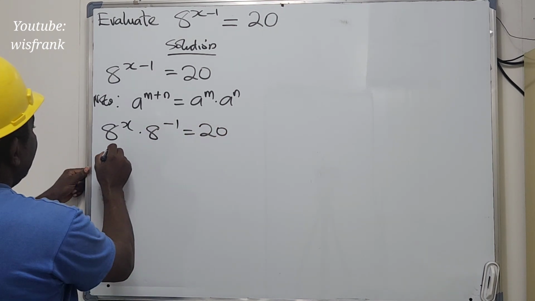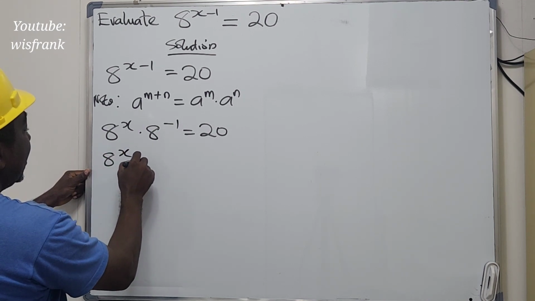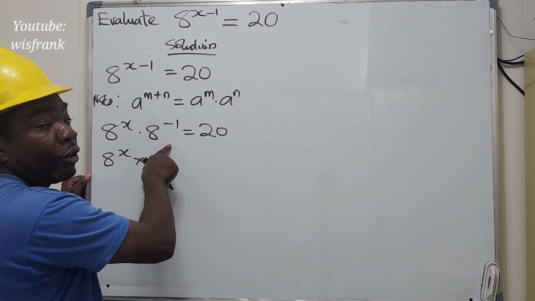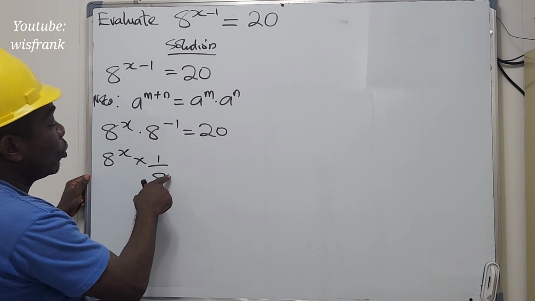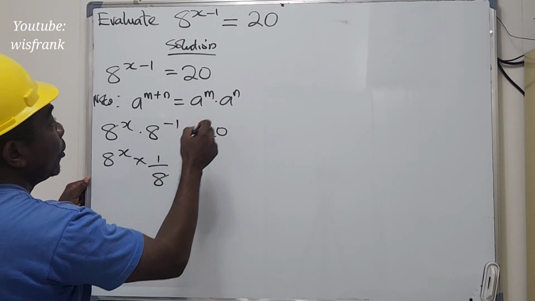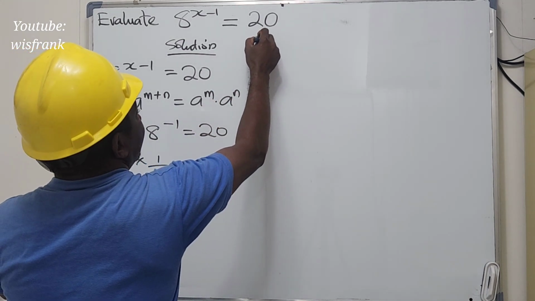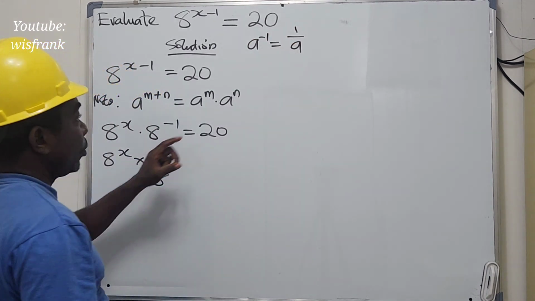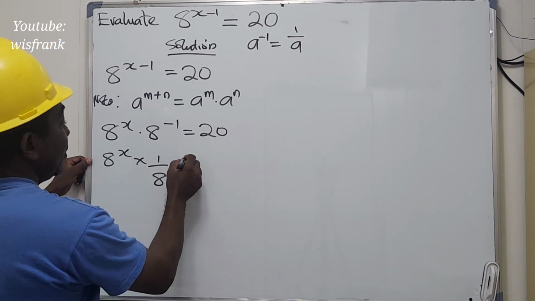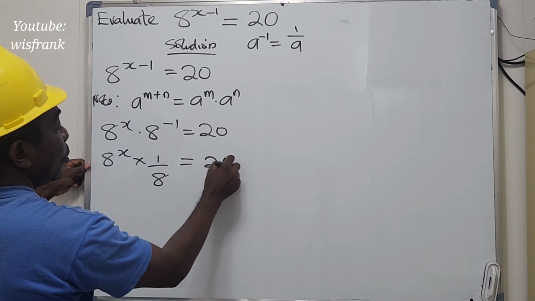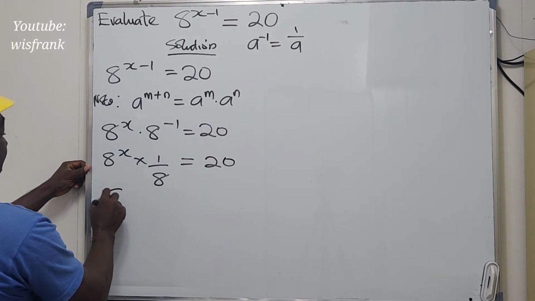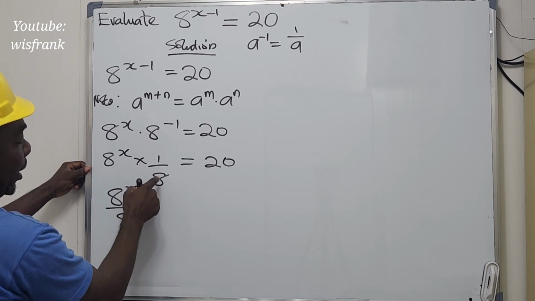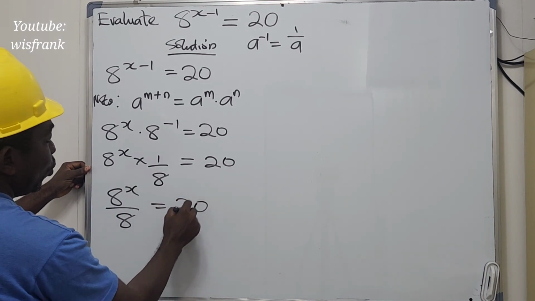This is same thing as having 8 to the power of x times 1 all over 8, because 8 to the power of minus 1 equals to 1 all over 8, because when we have a to the power of minus 1 it equals 1 all over a. So we express that in this format. So this is equals to 20. This can be written as 8 to the power of x all over 8. When we multiply it out, it gives us 20.